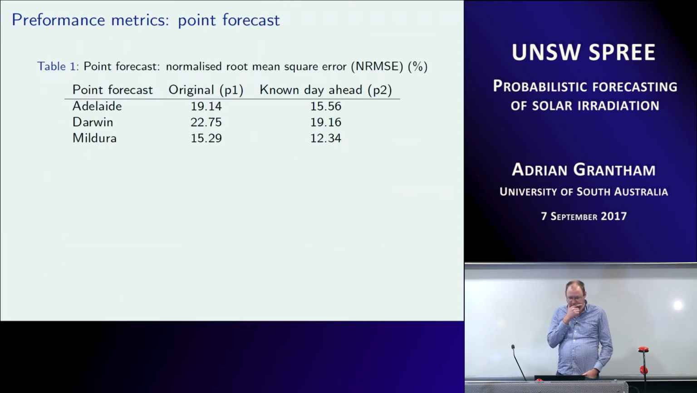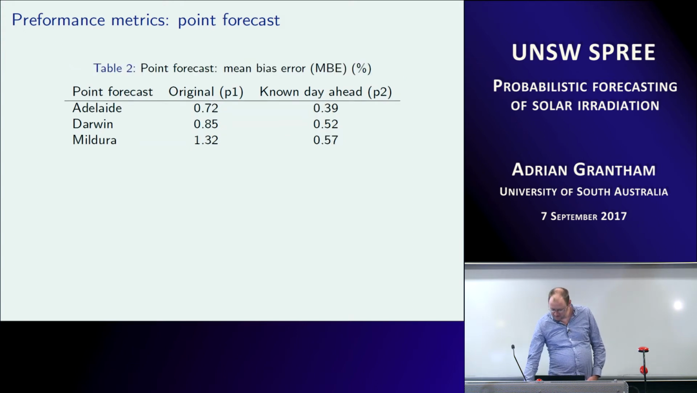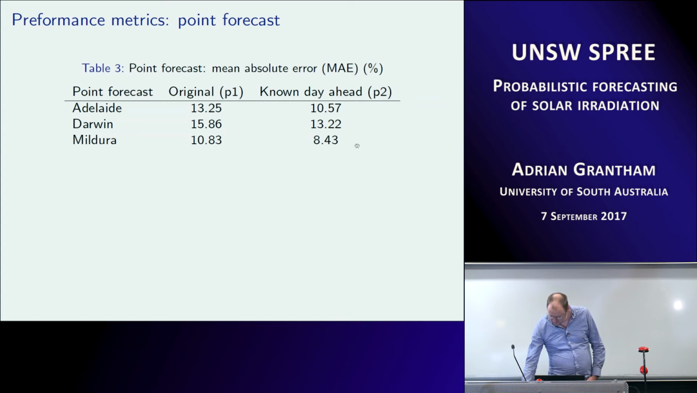So now I'll just give you a quick overview of our results. This is looking at our point forecast, using the normalised root mean square error. Here we have our original, and then if we incorporate our day ahead, as you can see, those numbers get smaller, which means we're getting better, okay, for all three locations. Here we have our mean bias error, and once again we're getting better results with knowing day ahead. And our mean absolute error numbers are smaller again.